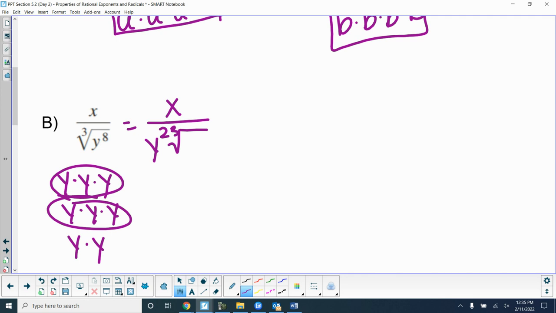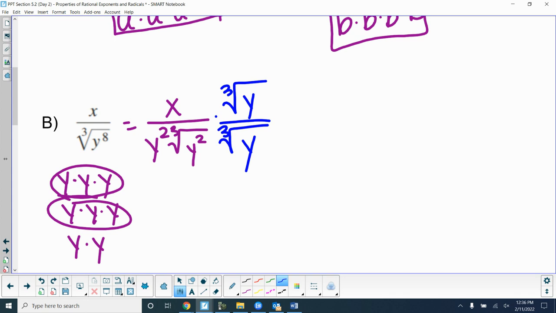What's left? 2 Y's. Am I allowed to leave my answer like that? No. So I've got 2 Y's in the bottom for a cube root. How many more do I need? 1 more, right? But if I do it to the bottom, I also got to do it to the top, right? Because I'm not allowed to have a radical in the bottom. So I'm trying to get this cube root out of the bottom. So I need 1 more Y to have 3 Y's.